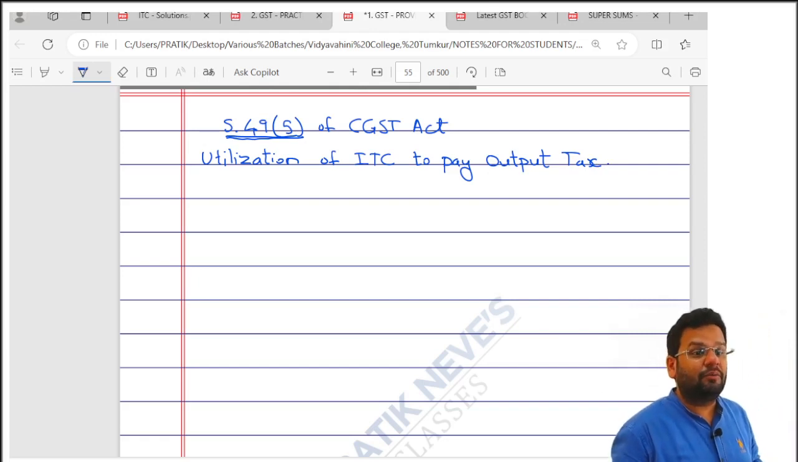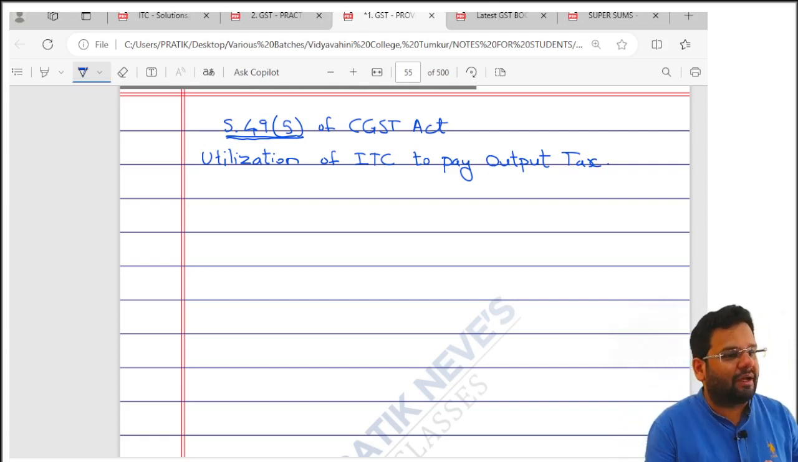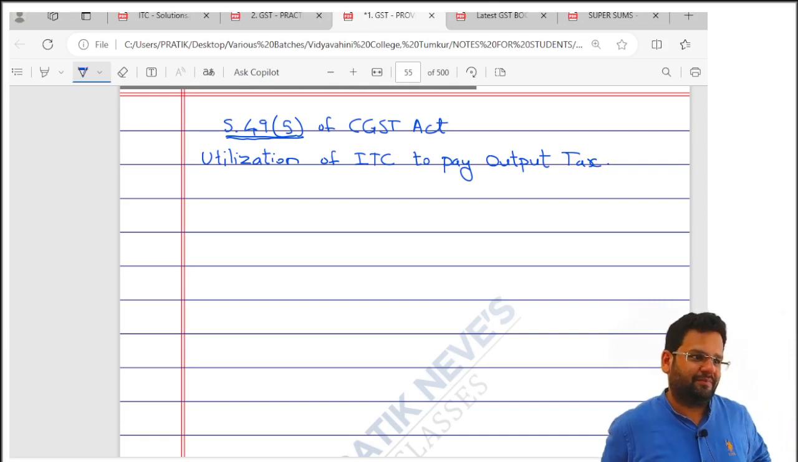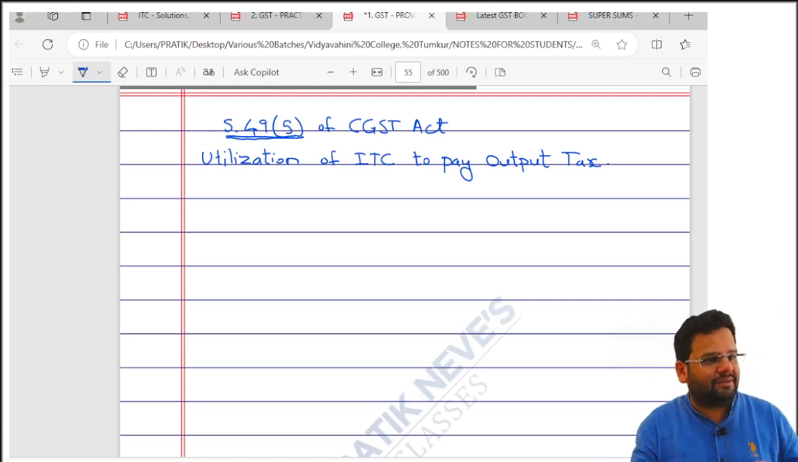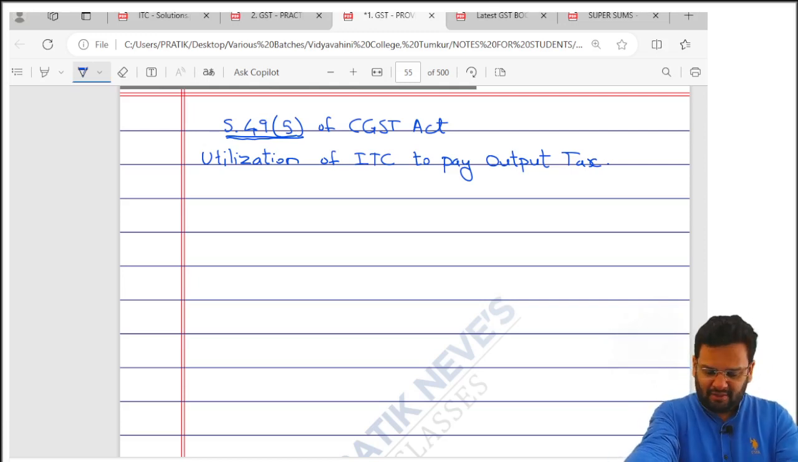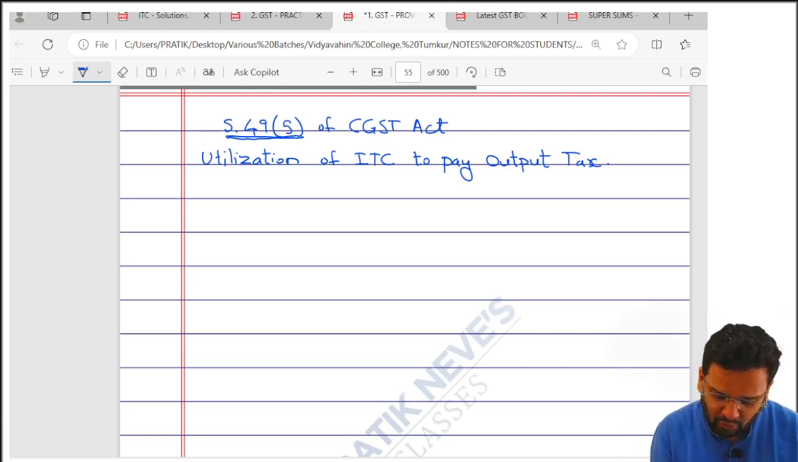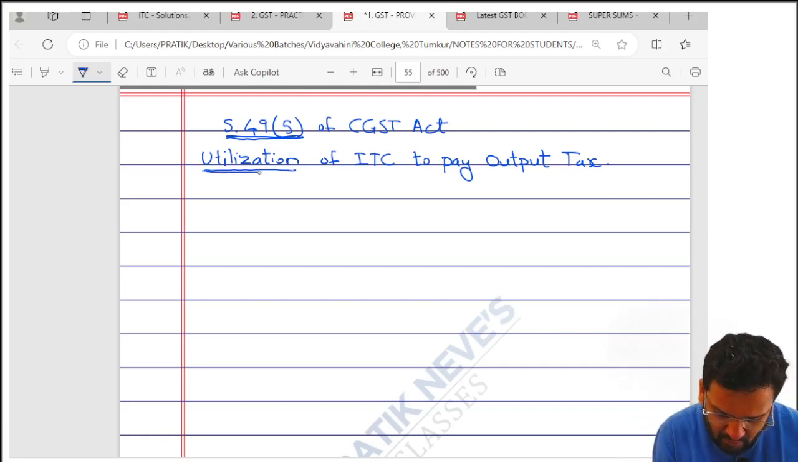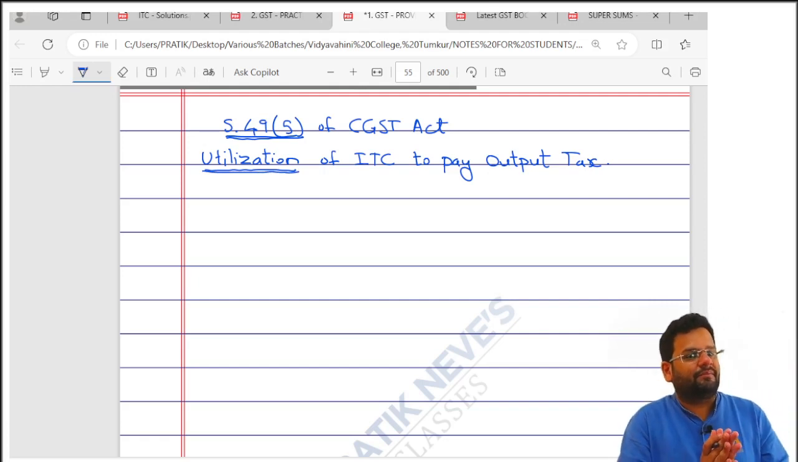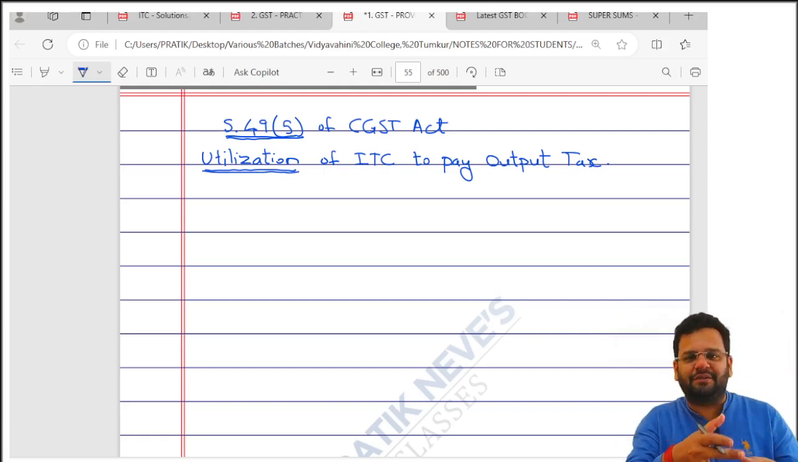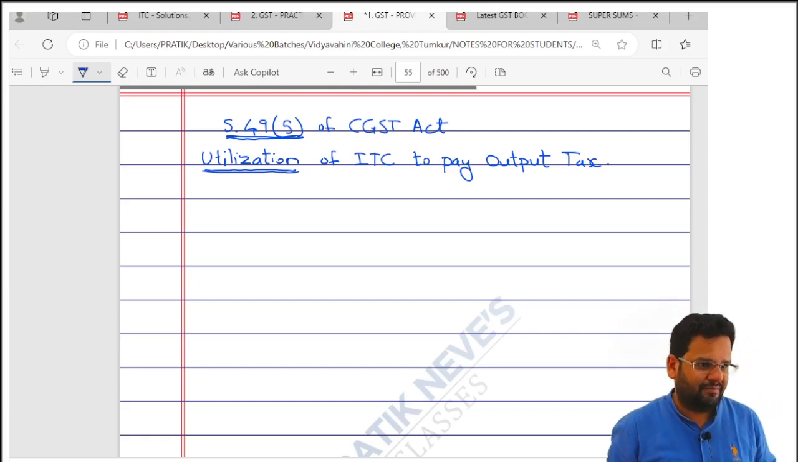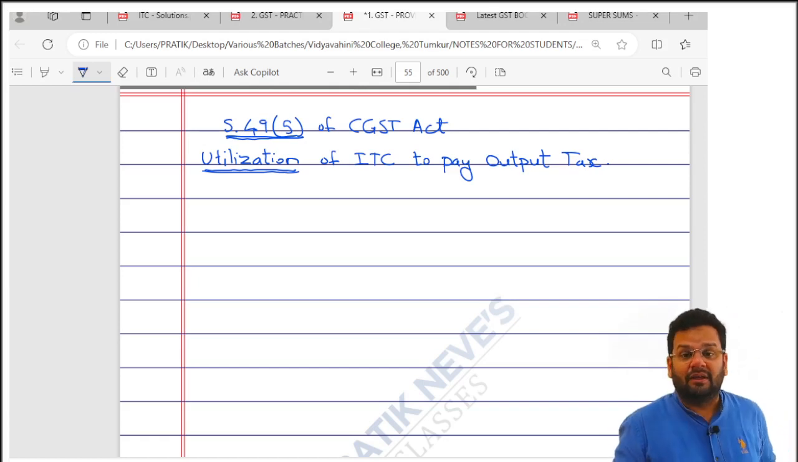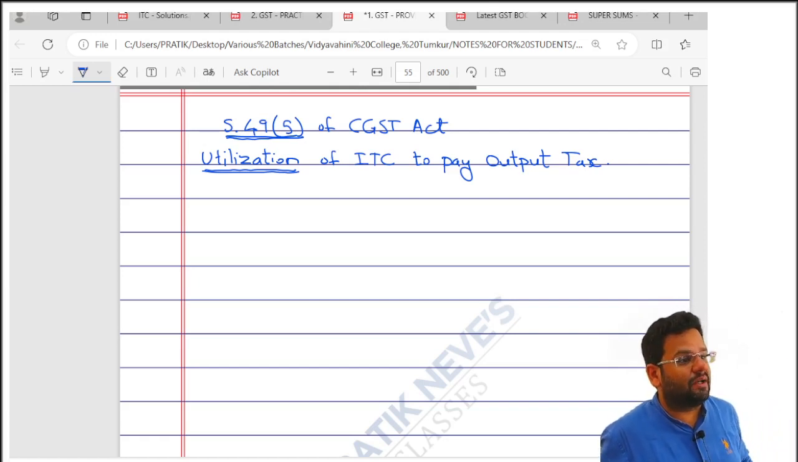Where is the ITC right now? Right now, the ITC is in your e-credit ledger. Now, take that ITC and use it to pay output tax. Okay. How to use it? Which all ITCs can you have? If you have done intrastate purchase, you will have ITC of CGST and SGST or UTGST, as the case may be. If you have done interstate purchase, you will have ITC of IGST, isn't it?